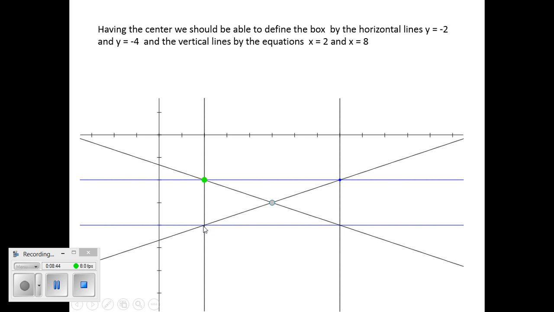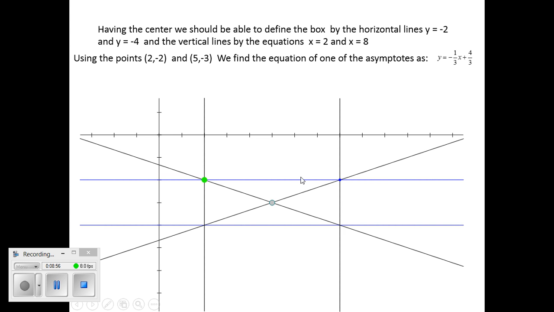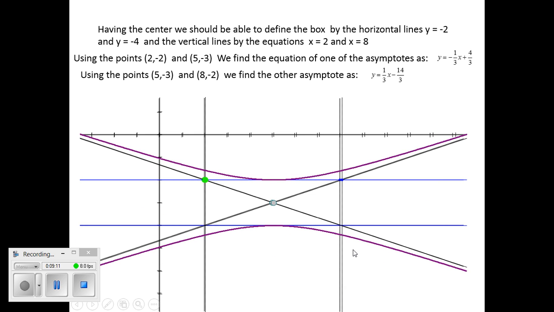So that defines a nice box. The diagonals of that box, of course, define our asymptotes. From that, we can pretty much construct our graph. We can define our asymptote equations as we outlined for you earlier. They will prove to be as indicated here. Okay, and here comes our graph.